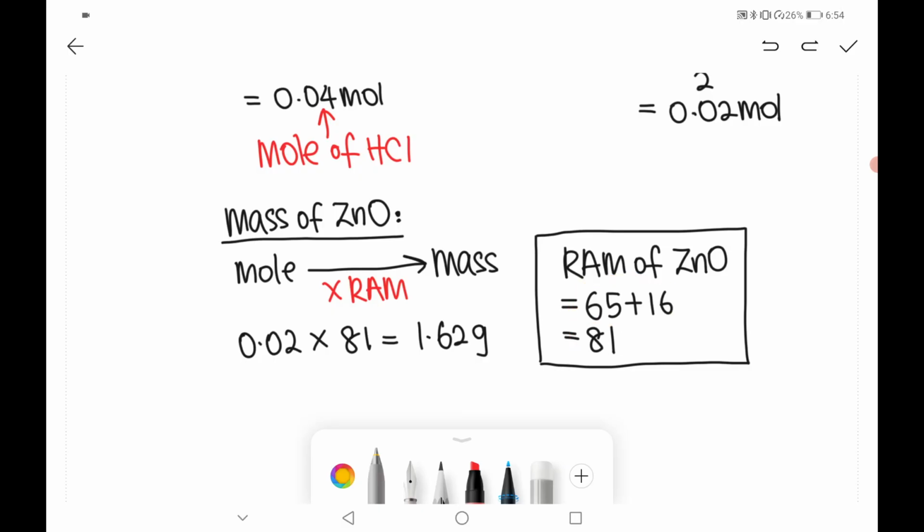So you take the mole, which is 0.02, and multiply by the RAM, which is 81. Key into your calculator, you get 1.62. Not to forget the unit. What is the unit for mass? Gram. In chemistry, we use gram. In physics, we use kilogram. So by doing this, we get the final answer, which is 1.62 gram.